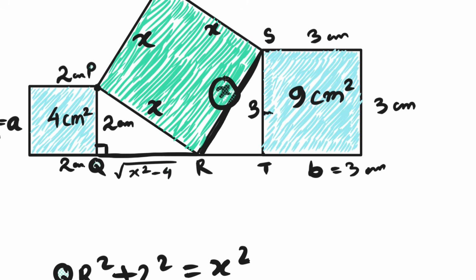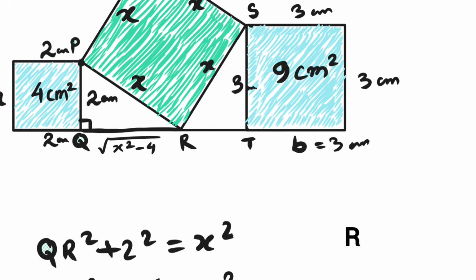So it has length x and forms the hypotenuse. One of the legs comes from the larger blue square, and we already know that this side has length 3 centimeters. The other leg is a segment, RT. So, let's apply the Pythagorean theorem again.